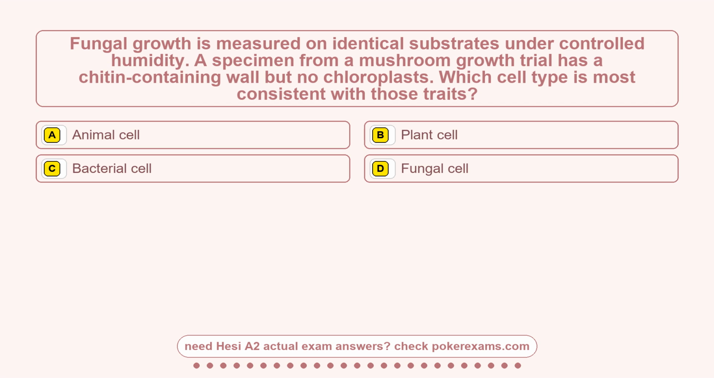Question 22. Fungal growth is measured on identical substrates under controlled humidity. A specimen from a mushroom growth trial has a chitin-containing wall but no chloroplasts. Which cell type is most consistent with those traits?